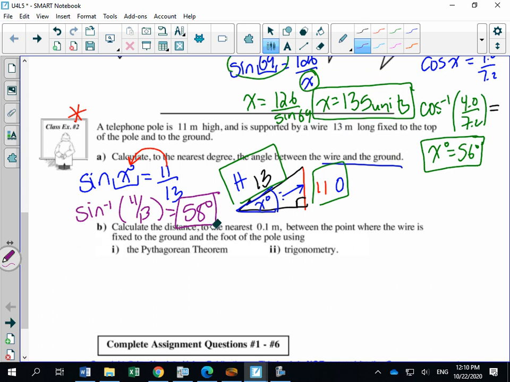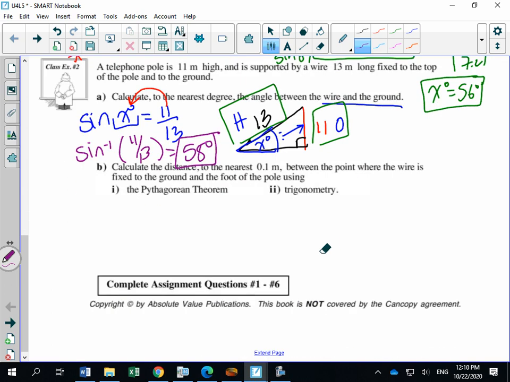B, calculate the distance to the nearest 0.1. That means to the nearest tenth. That means 1 decimal place is what they want. Between the point where the wire is fixed to the ground and the foot of the pole. So we're not going to do Pythagoras' theorem, so let's just redraw our triangle here.